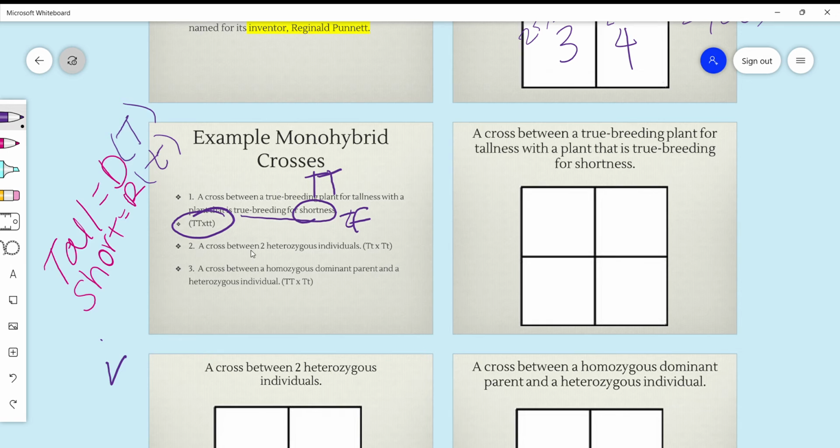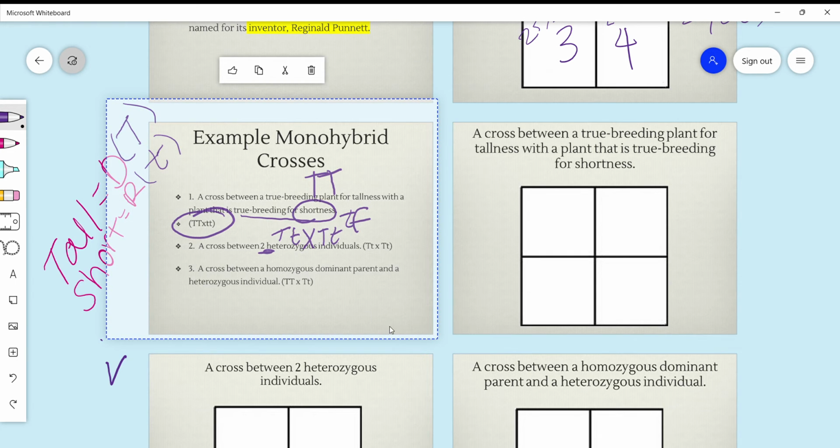A cross between 2 heterozygous individuals. Remember that heterozygous means different. So in this case, we would have an uppercase T, lowercase t times an uppercase T, lowercase t, because it says 2 individuals are heterozygous. All right. Third example, a cross between a homozygous dominant.